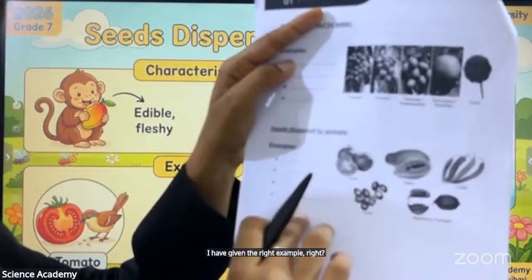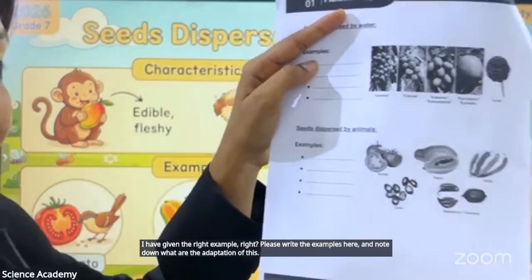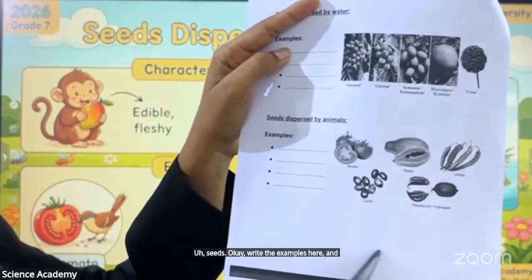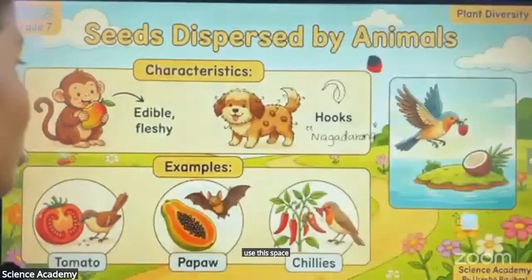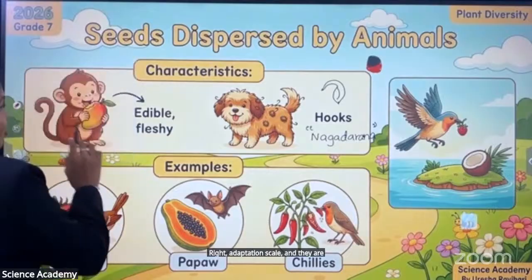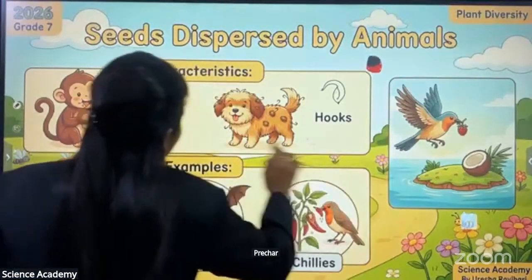Okay, likewise. And here children, I have given space to write examples, right? Please write the examples here and note down what are the adaptations of these seeds. Write the examples here and then use this space to write adaptations. Adaptations means how the seeds are adapted for dispersal.